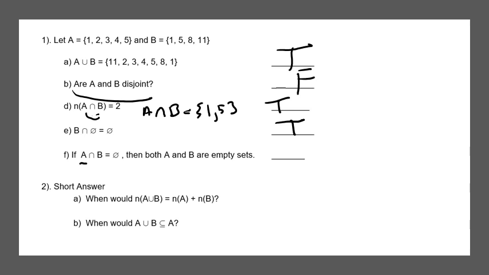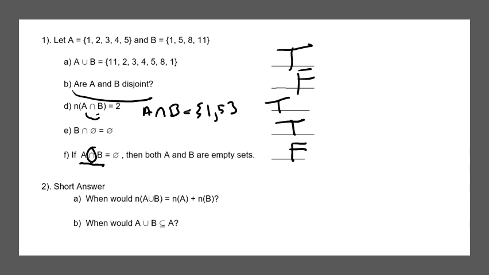F, if A intersect B is empty, then both have to be empty sets. So this statement here is saying A and B have nothing in common because the intersection is what do they have in common. That symbol there, what do they have in common? They have nothing in common. Well, that doesn't mean they have to be empty. Because they could be non-empty, just not have anything in common. So this is false.